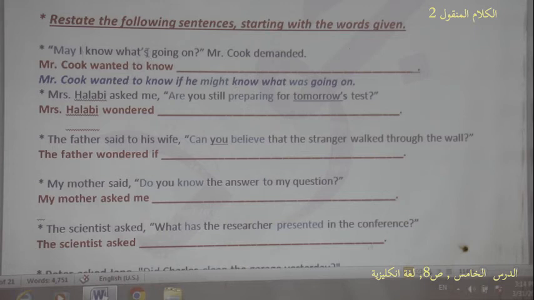Now pay attention. In some cases you may need to change the verb tense twice, and here is one example. What is going on? Here we have a verb in the present continuous. It is changed into the past continuous. Mr. Cook wanted to know if he might know what was going on.